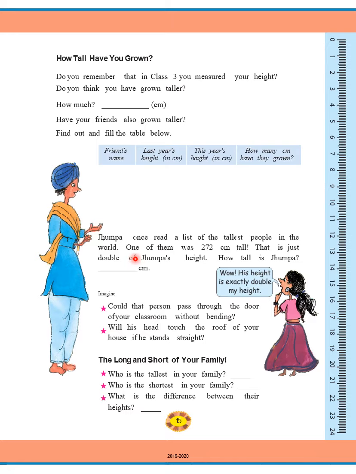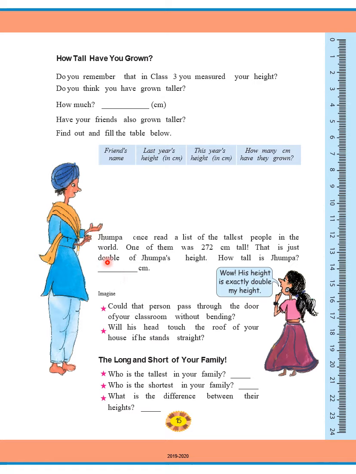Then the next is, Jumpa once read a list of the tallest people in the world. One of them was 272 centimeter tall, and that is just double of Jumpa's height. So we have to find out how tall Jumpa is. We will divide 272 by 2 and we will get the height of Jumpa, that is 136 centimeter.